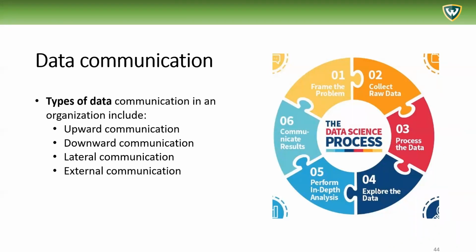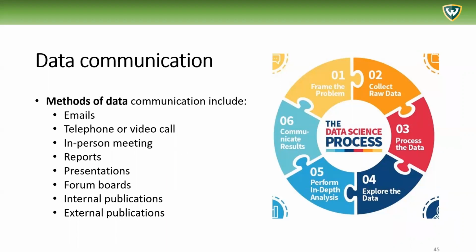There are different types of data communication in an organization. So we can think of upward communication, so when you're talking to a boss or people who are higher up. There's downward communication when you're talking to people sort of below you in the organizational hierarchy. There's lateral communication, talking to peers that are within the same department or hierarchy as you are. And then external communication, communicating outside of the organization.